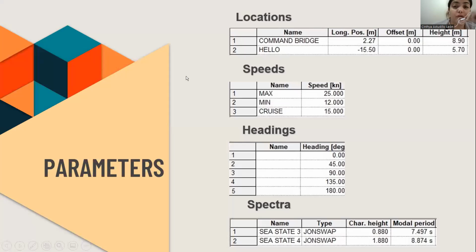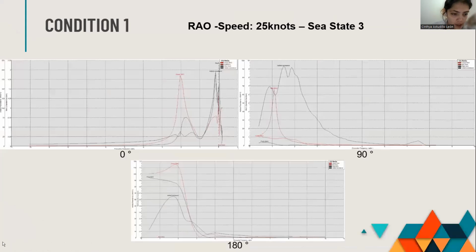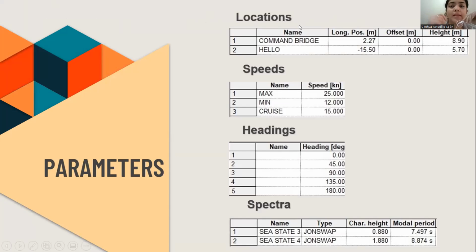The parameters of our analysis are the following. The first is locations. We analyze the common bright and the halo station, and the speeds are: maximum 25 knots, minimum 12 knots, and cruise of 15 knots. The angles we analyze are 0, 45, 90, 135, and 180 degrees.